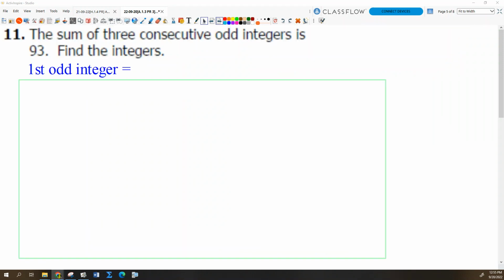The sum of 3 consecutive odd integers is 93. Find the integers. Okay, well, first of all, let's figure out what that's asking us, right? We have to know that vocabulary. We have to understand what that means when they talk about consecutive odd integers. What's an integer? We should know this. We talked about that before.